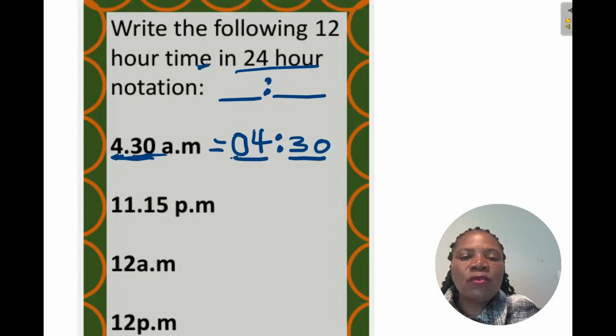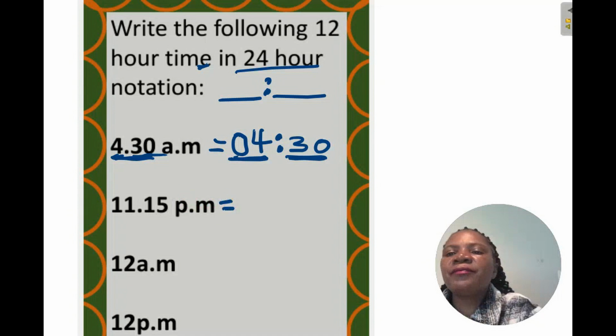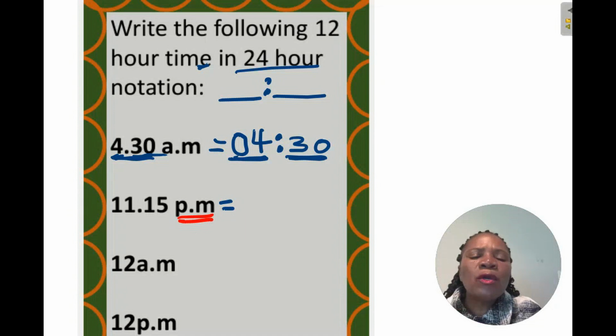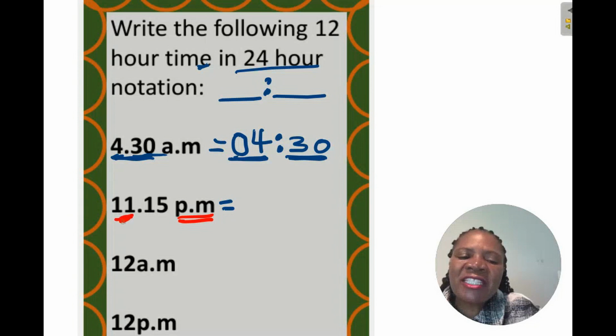Okay, 2 for the hours and 2 for the minutes. Let's go to 11:15 p.m. Here it is p.m. Okay, so if we look at our clock, it has 12 hours of morning, a.m., all the 12 hours. So we must add 12 hours there. So this will be 23 hours, the number of hours is 23, and then 15 minutes.